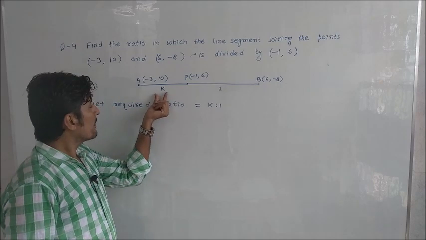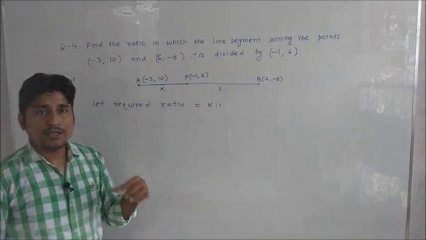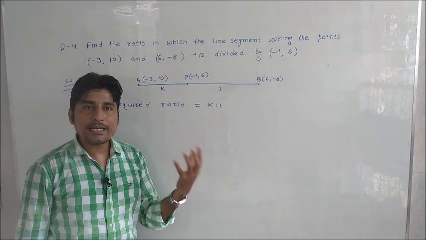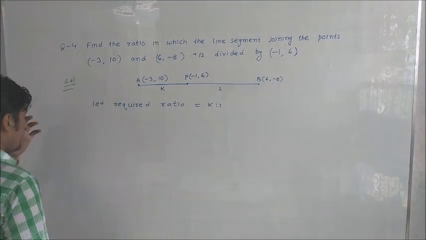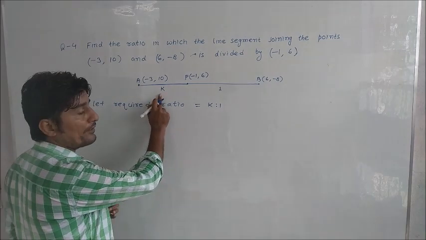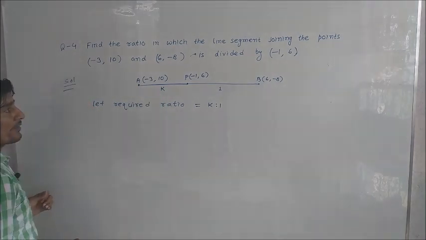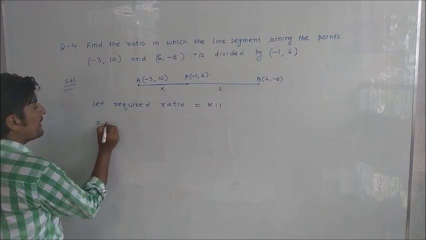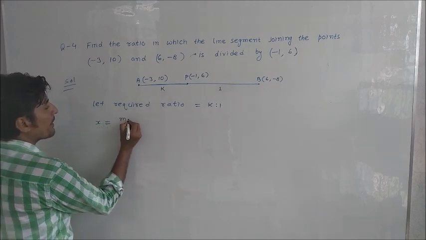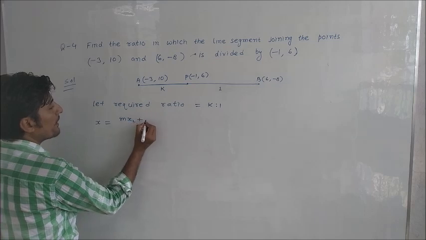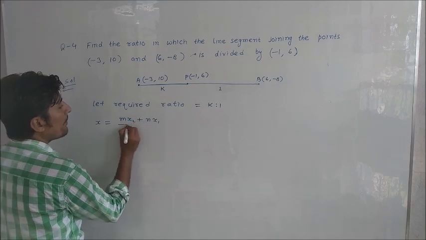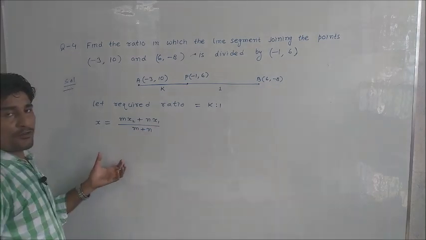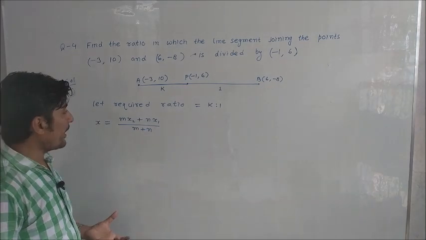After assuming the required ratio K is to 1, now we will find the value of K by using the section formula. Now let us see how to find the value of K by using the section formula. As we know, x is equal to (mx2 + nx1) upon (m + n). This is the section formula. Similarly, we can write the formula of y also.